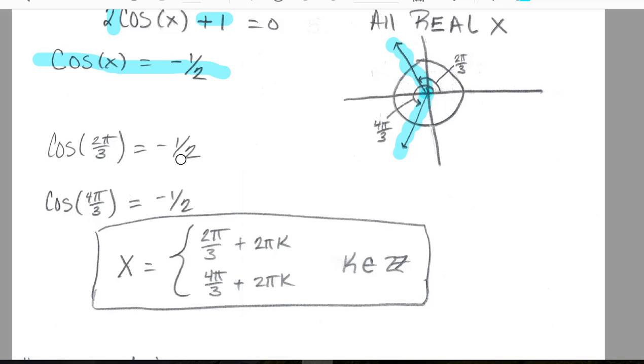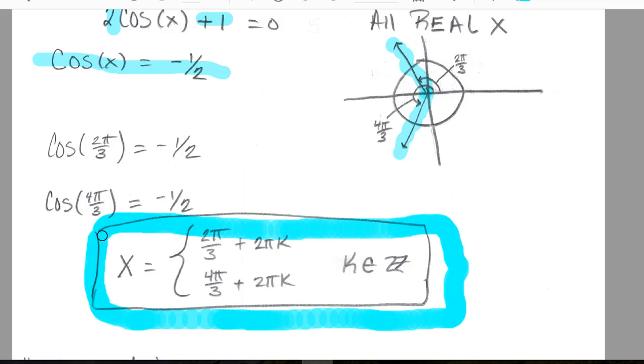When I put them in for cosine, I get the -1/2. And for cosine and sine, I write 2 pi times k, where k is an element of the integers. And this is my solution.